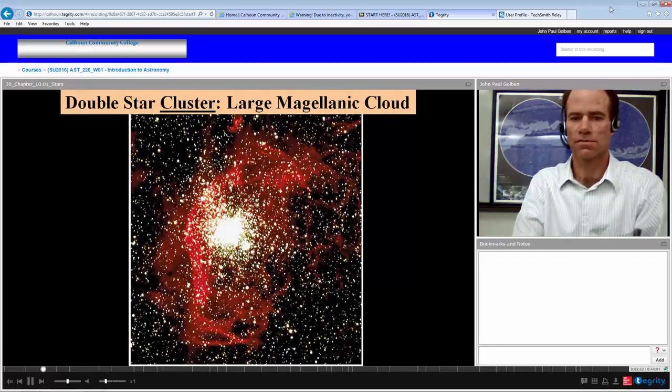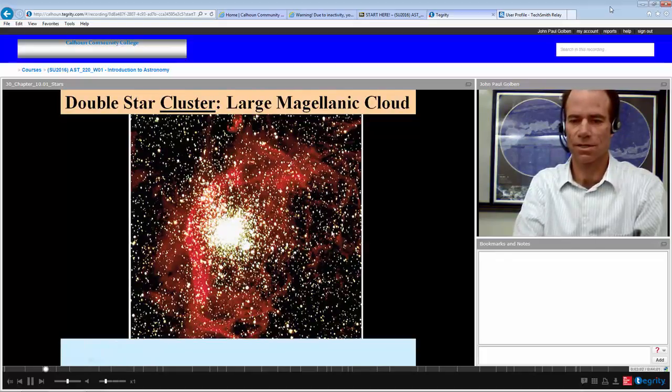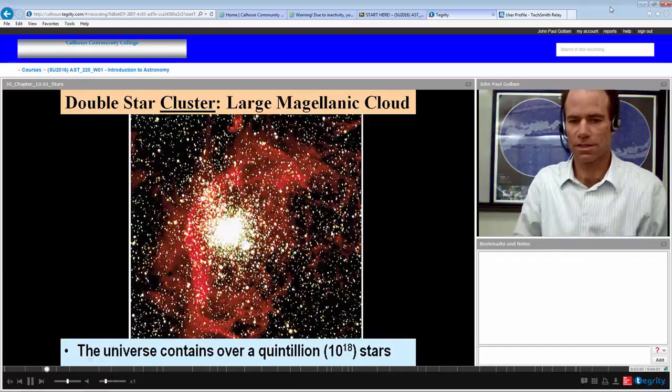Here's a bunch of stars in the Large Magellanic Cloud in the southern hemisphere. So this is something that we can't see here in the northern hemisphere. Looking at this to illustrate that there are over a quintillion stars in the universe.